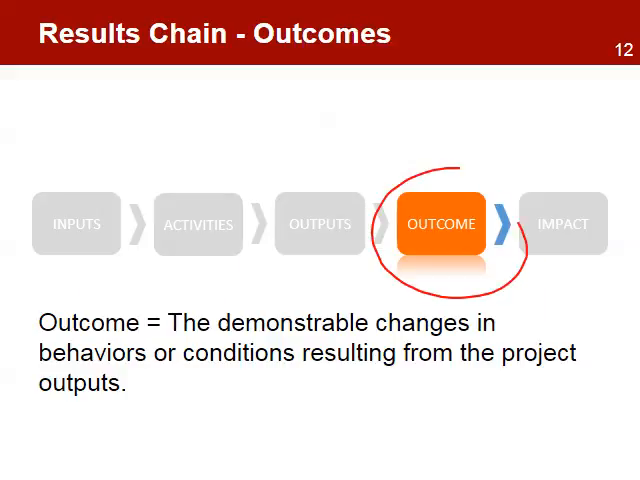Outcomes are demonstrable changes in behaviors or conditions resulting from the project outputs. Outcomes represent changes in behaviors, attitudes, perceptions, awareness, etc. They are the medium-term results. They are usually defined in terms of change in levels of understanding and behavior among the group of beneficiaries.